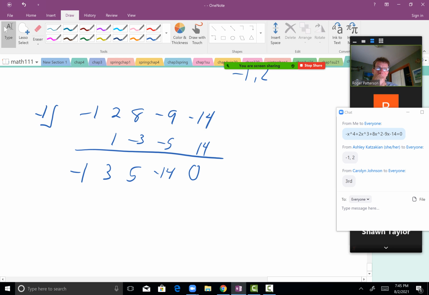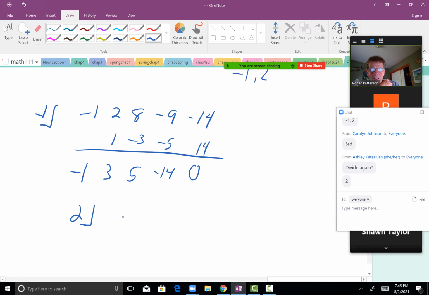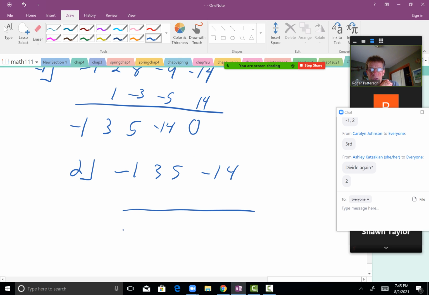So what do I got to do now to get down to a 2nd degree? What should I do? Do we divide it again? Exactly. And what are we going to divide it by? -1 again? You can't. You already used it. What's the other x-intercept? So 2. That's right. See, we're going to divide it again by 2. And we know that we're going to get 0 there, because if we don't, it's all messed up. Okay?